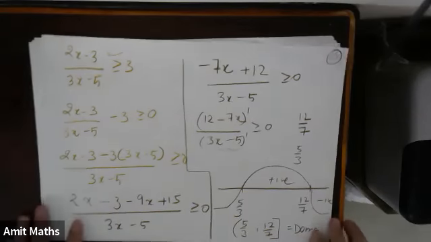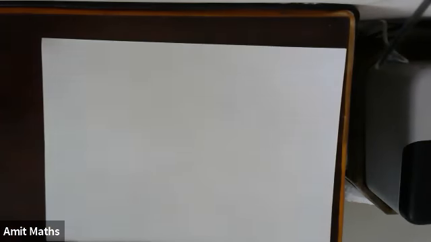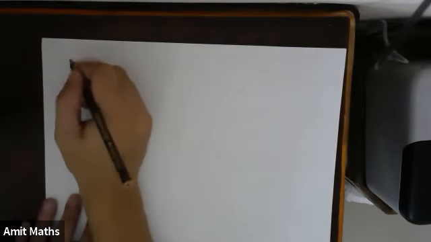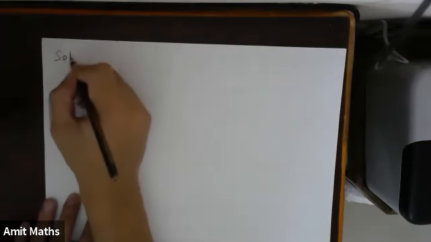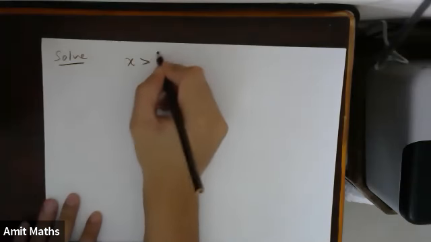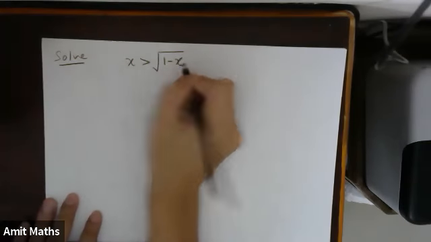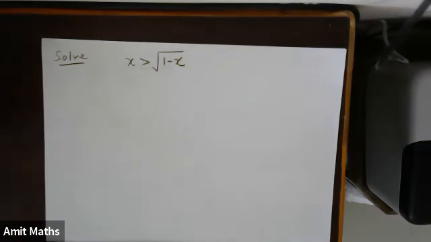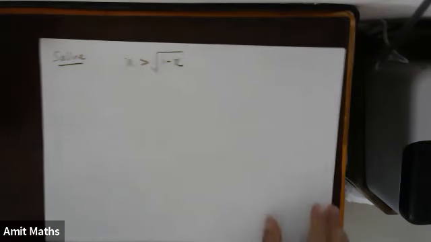Fine. Okay. Now write down the next question. The next question is a little bit tricky. You have to understand what they are asking and then try to solve it. You have to solve for x where x is greater than the square root of 1 minus x. Think about the question for a little bit and try to solve it.